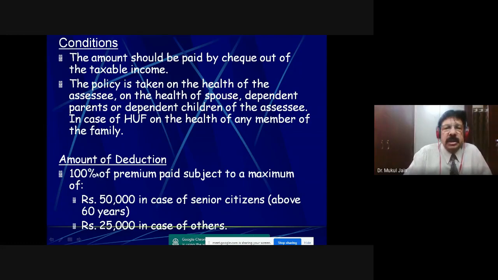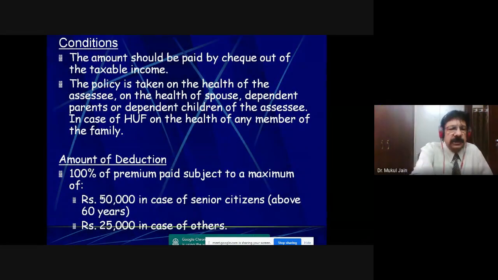So how much amount of deduction is allowed? 100% of the premium paid, subject to the maximum of 50,000 in the case of senior citizens, that is those who are above 60 years, and for those who are less than 60 years, for them it is 25,000 in case of others.